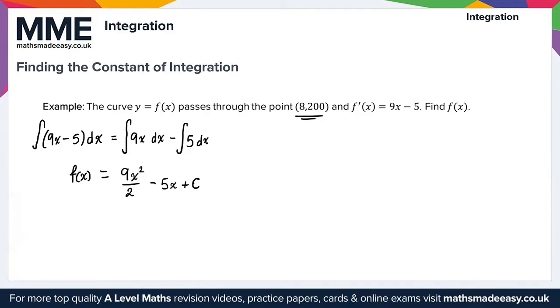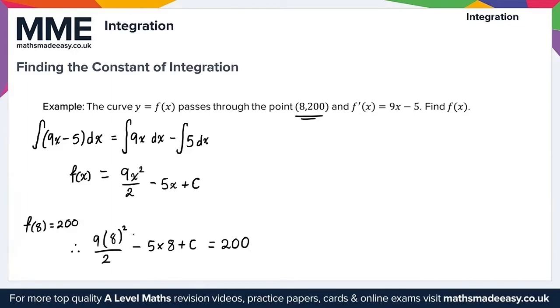So in that case, what we know then is f of 8 is equal to 200. So we can simply use this fact here that f of 8 is equal to 200 to obtain the value of c. Now what we simply need to do is substitute x equals 8 into this expression and set this being equal to 200. So if we do this, what I'm going to get is 9 lots of 8 squared divided by 2, minus 5 lots of 8, so minus 5 times 8, and we have plus c. And this is all equal to 200.